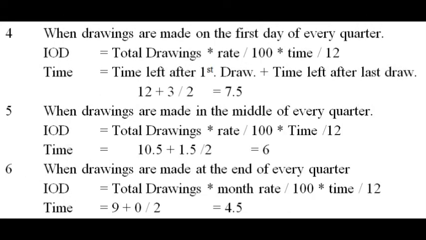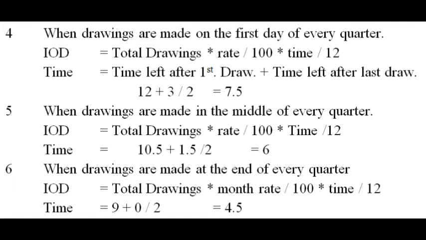The fourth one, when the drawings are made on the first day of every quarter. Quarter means 3 months. One financial year has 4 quarters of 3 months each. April, May, June, first quarter. July, August, September, second quarter. October, November, December, third quarter. January, February, March, fourth quarter.